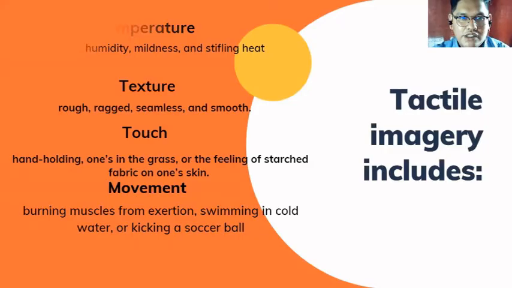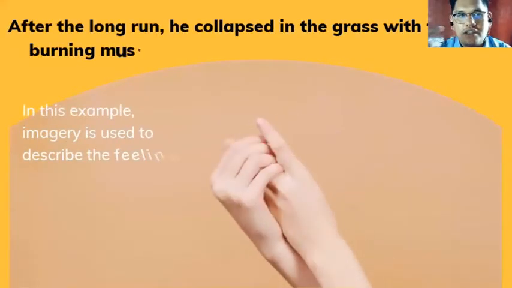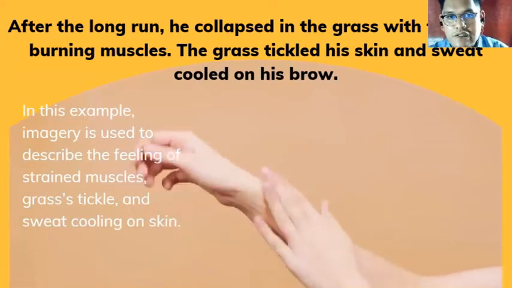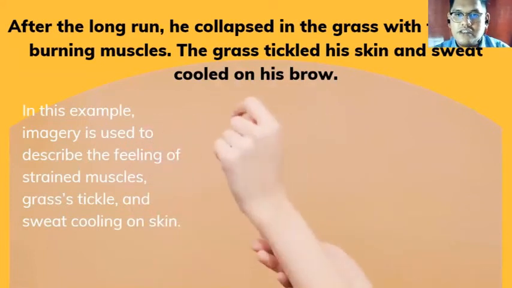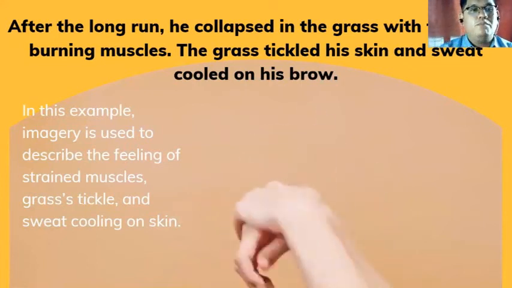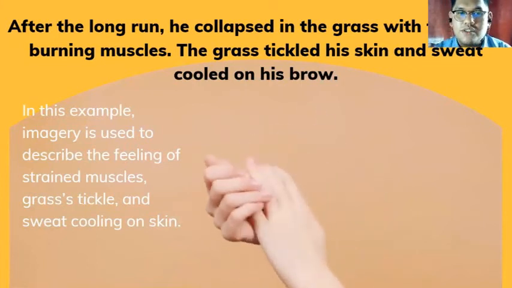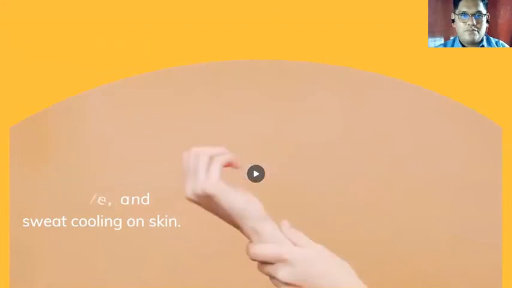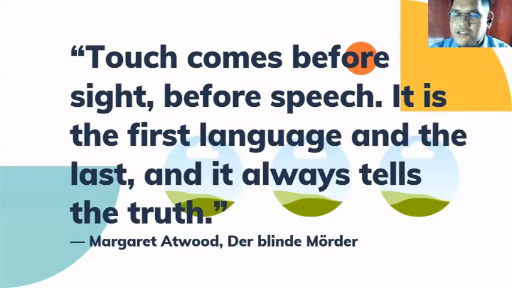Okay, so example of tactile imagery. After the long run, he collapsed in the grass with tired and burning muscles. The grass tickled his skin and sweat cooled in his brow. In this example, imagery is used to describe the feeling of strained muscles, grass tickled, and sweat cooling in the skin. Okay, so that's all for today, guys.